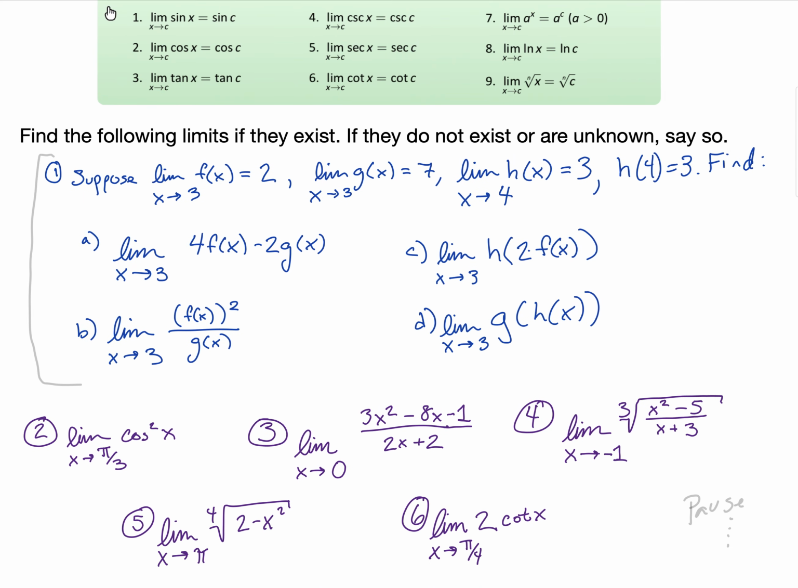We've got: find the following limits if they exist. If they do not exist, or they are unknown, say so. Problem 1 is all using this information. Suppose that the limit as x approaches 3 of f of x is equal to 2, and the limit as x approaches 3 of g of x is equal to 7, and the limit as x approaches 4 of h of x is equal to 3. Find the limits below using that information. And then 2 through 6 are each just standalone problems. Find those limits if they exist, or say if they do not exist.